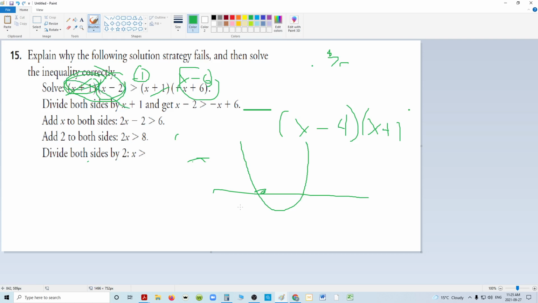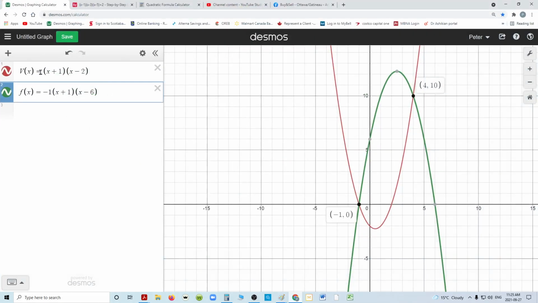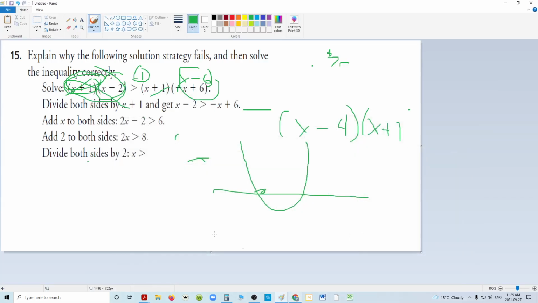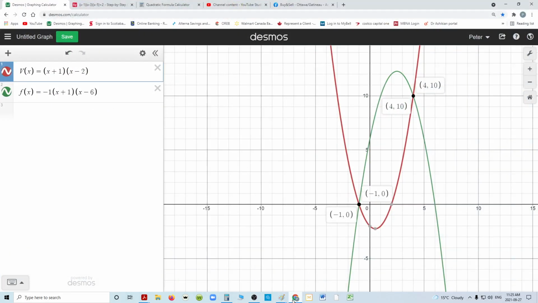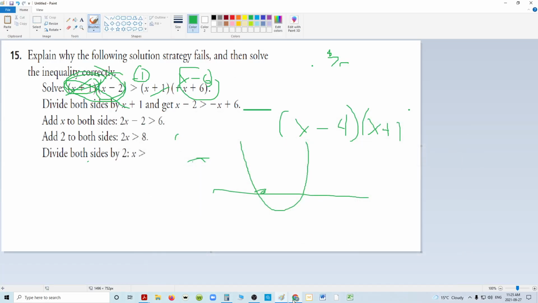So when is this first graph above the second graph? So when is this red graph above? Oh yeah, so they're actually looking for these sides outside. The only time that's not true is between these points. So everywhere below x is minus 1, above x is 4, the green graph is below the red graph, or the red graph is above the green graph. You just have to know which one represents the graphs.